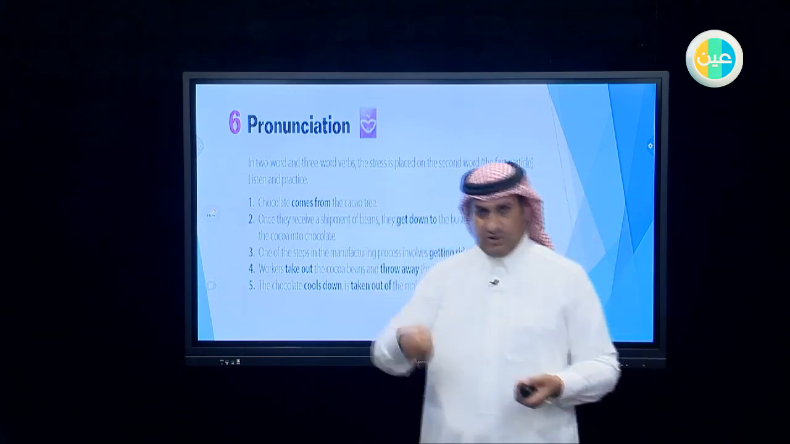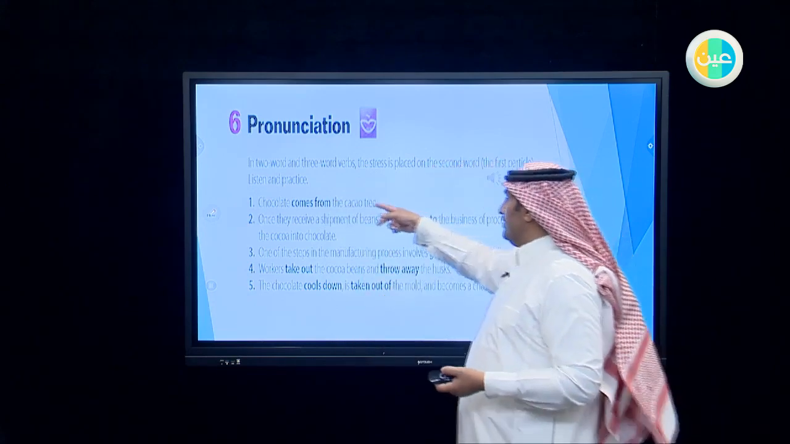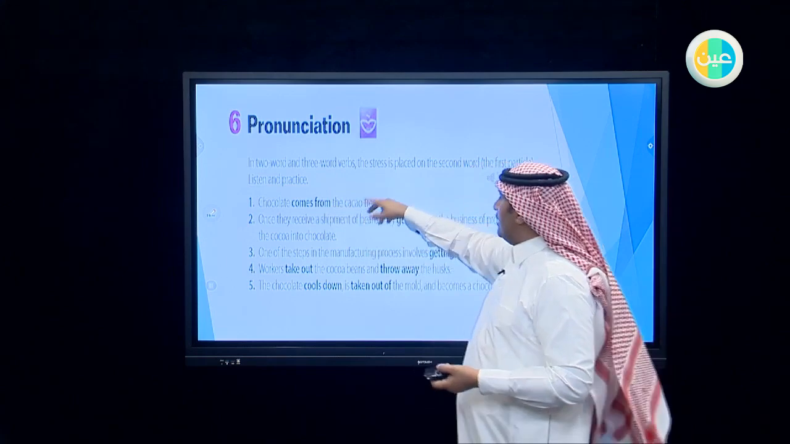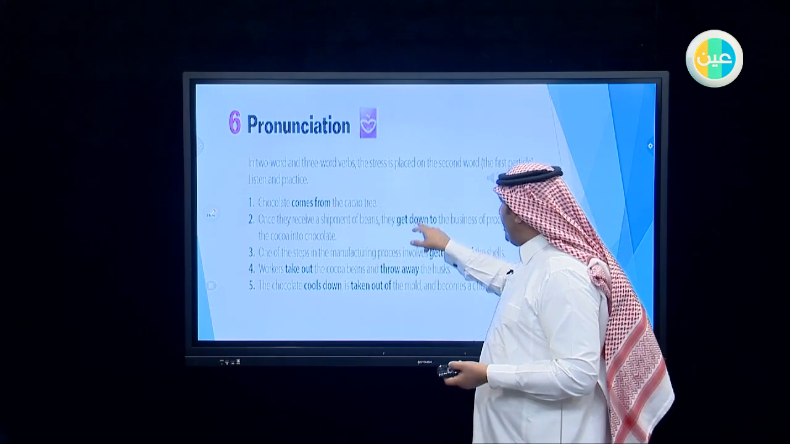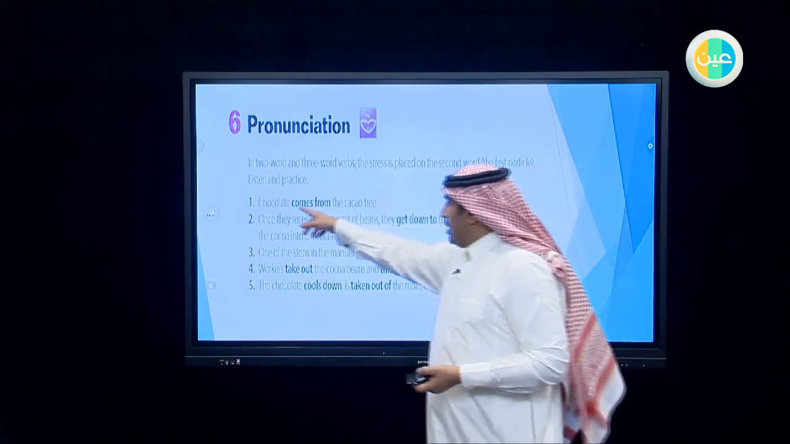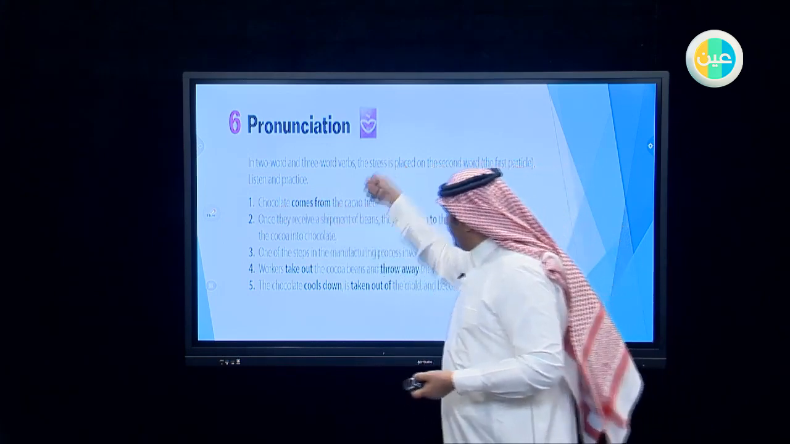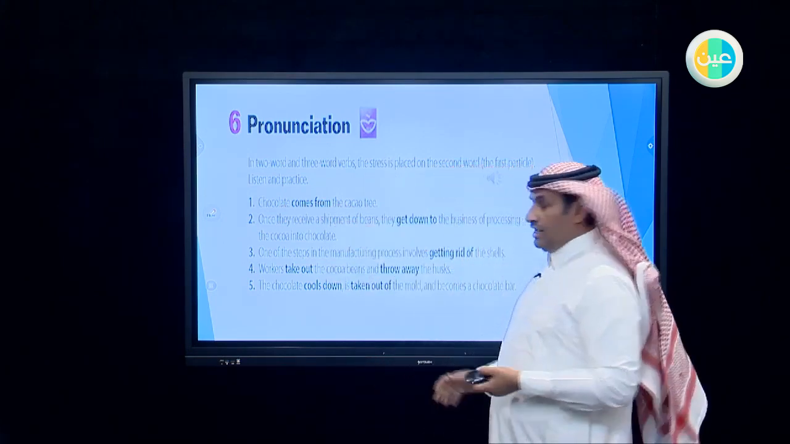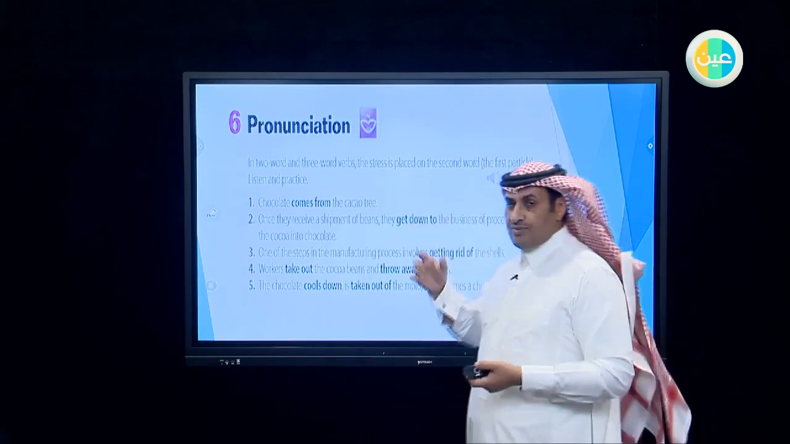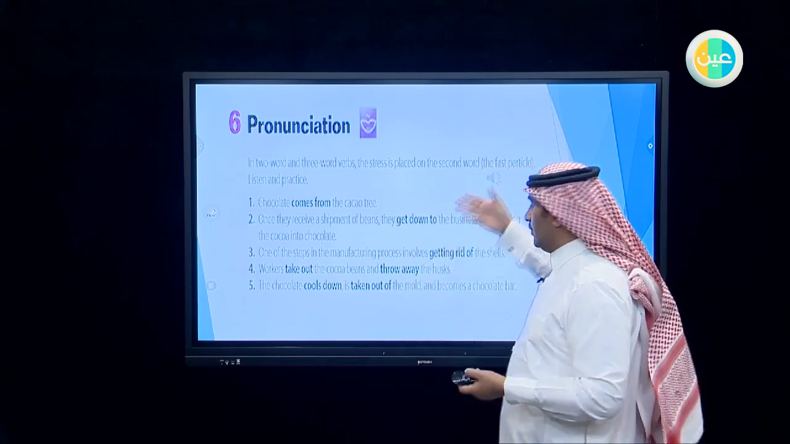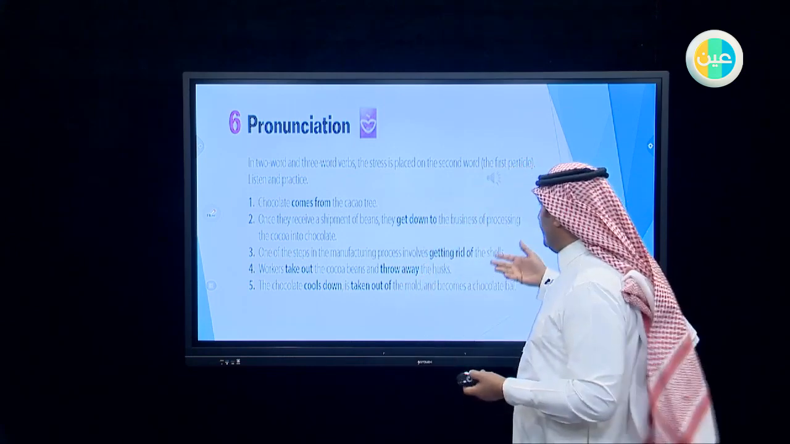We have to stress the first particle. For example, here we have a particle, and we have to stress it here, not on the second word. Chocolate comes from the cocoa tree. As I told you, ladies and gentlemen, it comes from the tree that grows in the tropical rainforest.